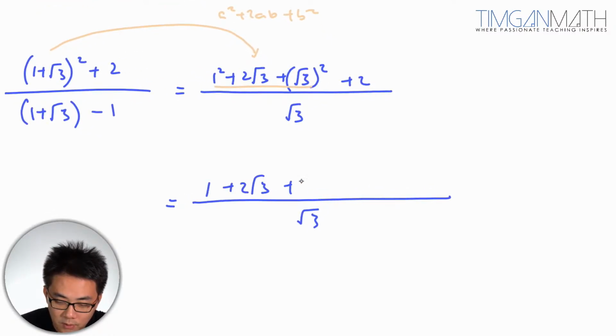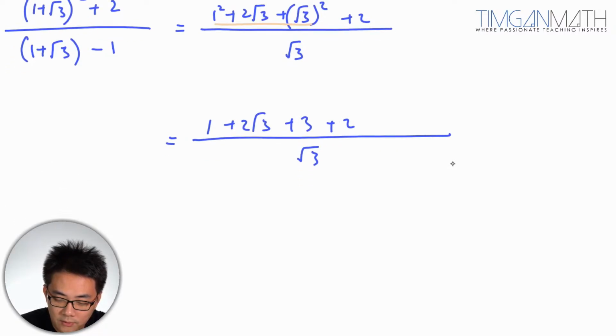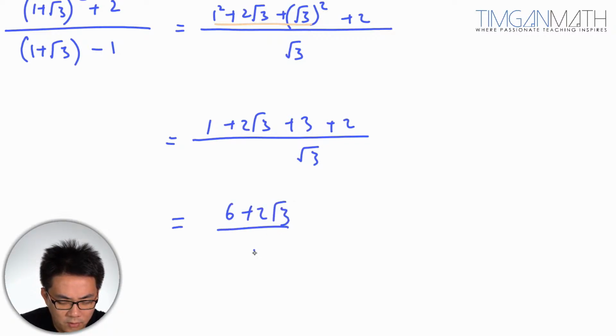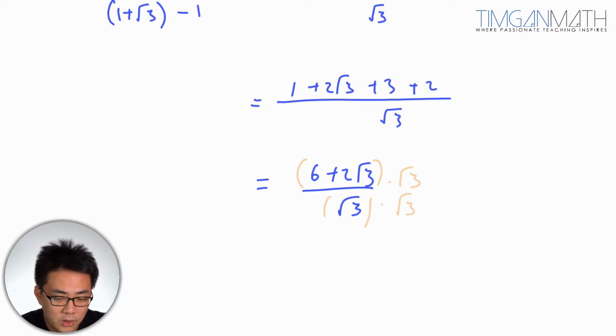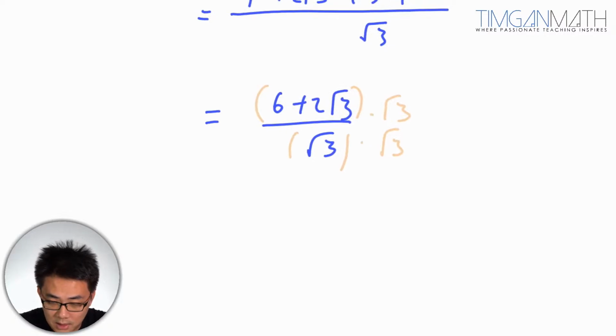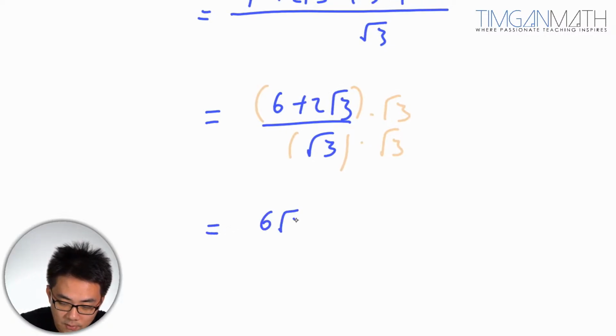Root 3 squared will be 3, plus 2. So to simplify it, 1 plus 3 will be 4, plus 2 will be 6, plus 2 root 3, over root 3 here. What you could do is multiply root 3 below and root 3 on top, because you want to rationalize the denominator. So once done, it will be 6 root 3 plus 2 root 3 times root 3, over root 3 times root 3.